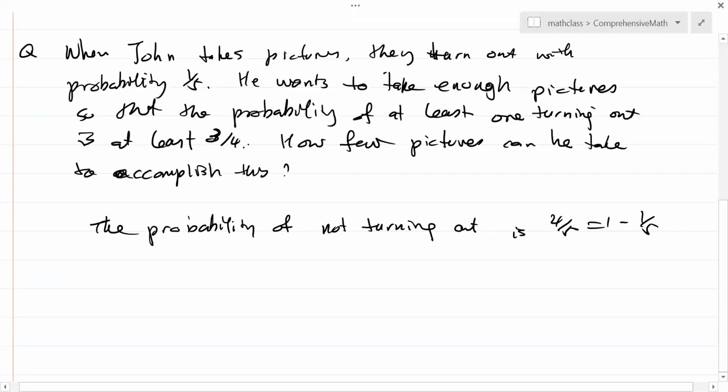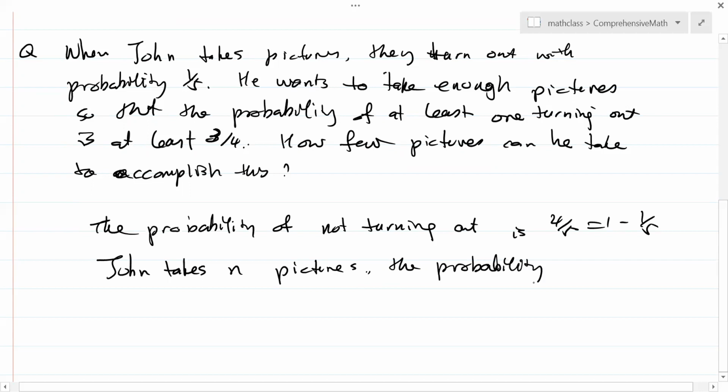So now you're assuming John takes N pictures, okay? So what is the probability of none of them turning out? Then let's look at the probability. We are using the product rule there. The probability of none of them turning out is 4/5 to the N, okay?